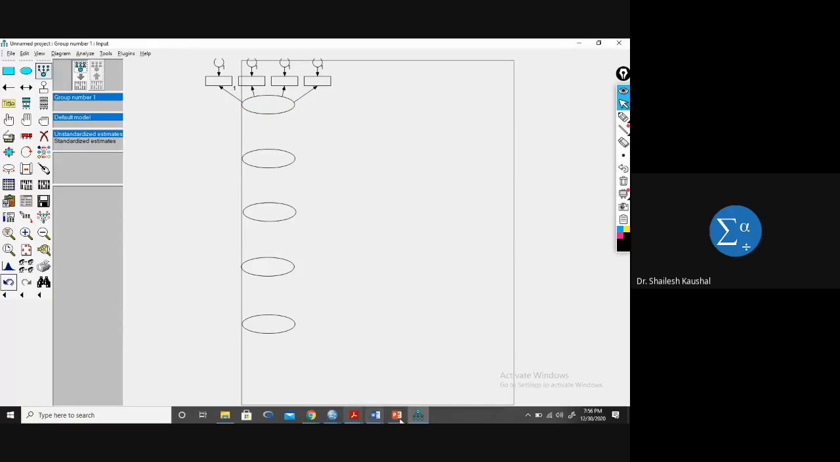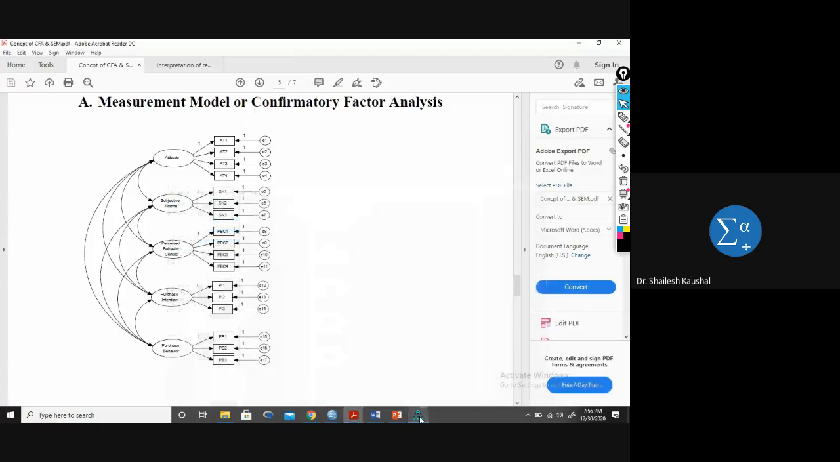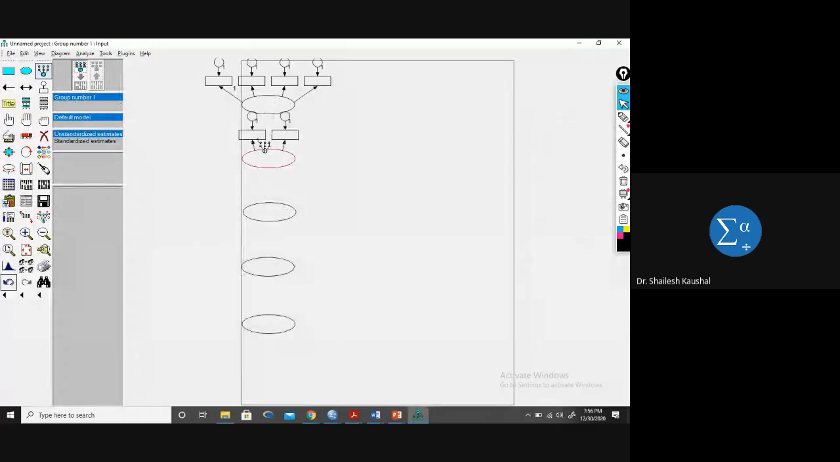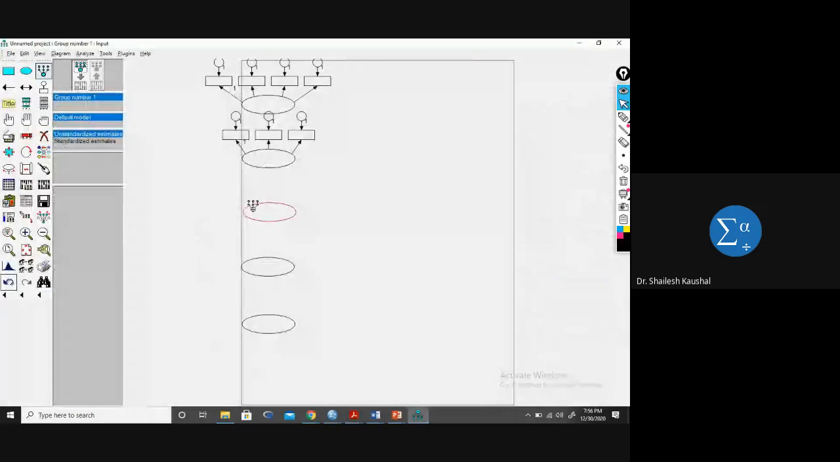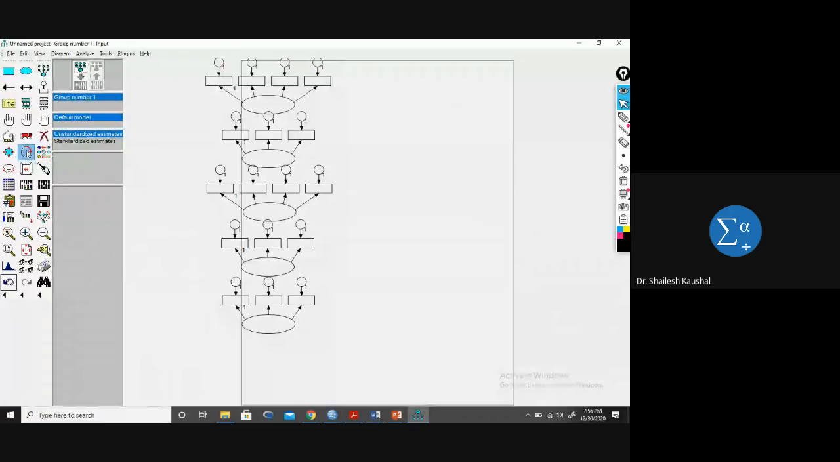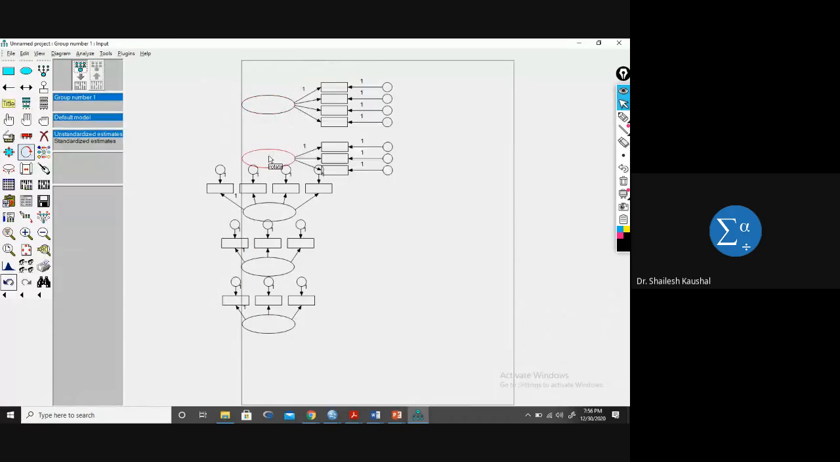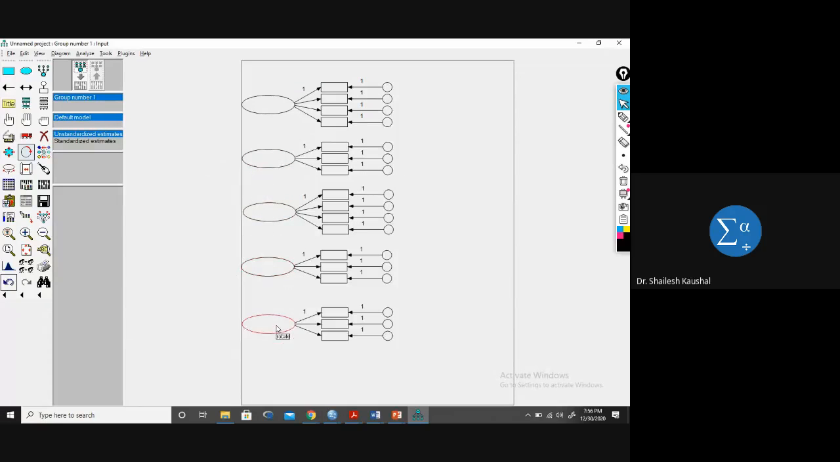In the second construct, 3 indicators, 1 2 3. In the fourth construct, 4 indicators, 1 2 3 4, then 1 2 3, and 1 2 3. Okay, and then I am rotating it. This is the rotate. So I can rotate this way also.